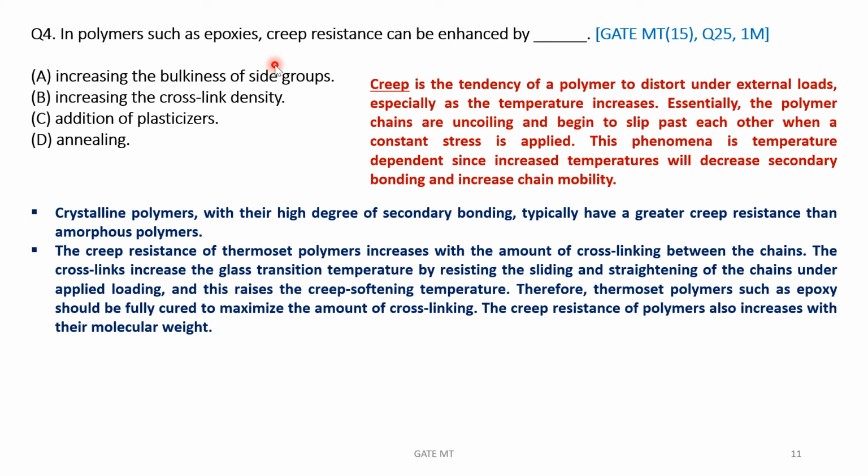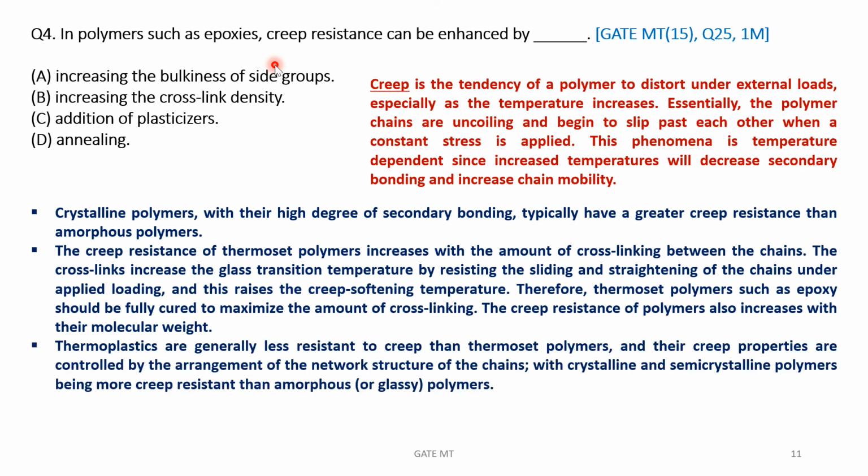So creep resistance of thermoset polymers is inherently greater in comparison to thermoplast polymers, and creep resistance in such materials can be increased by increasing the cross-linking, because by increasing the cross-linking between the chains, what will happen? Glass transition temperature will increase. Also at the same time, with increase in cross-linking, there will be a resistance to the sliding and uncoiling of the chains under the applied load, and hence this raises the creep softening temperature. Therefore, thermoset polymers like epoxy in our example should be fully cured so that their cross-linking density is maximum. And the creep resistance of thermoset polymers can also be increased by increasing their molecular weight. So that is the case of thermoset polymers.